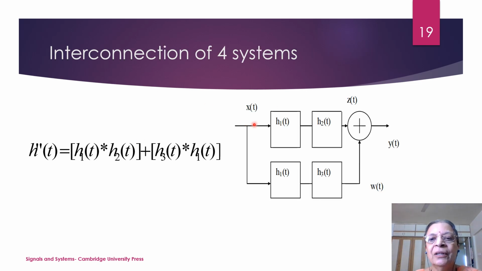Now this is the interconnection of four systems. Two systems are connected in series, two systems are connected in series, and then they are connected in parallel. So what will be the effective impulse response of the system? Let us represent it as h''(t). It will be equal to h1(t) convolved with h2(t) plus h1(t) convolved with h3(t).